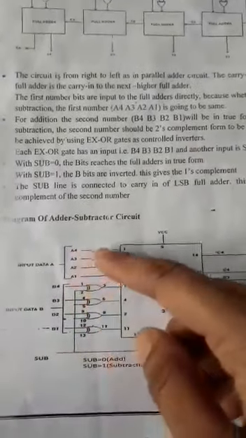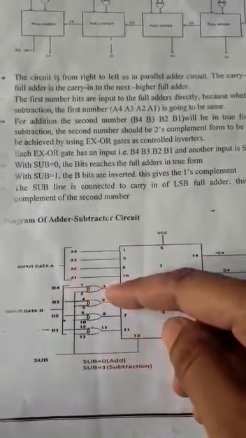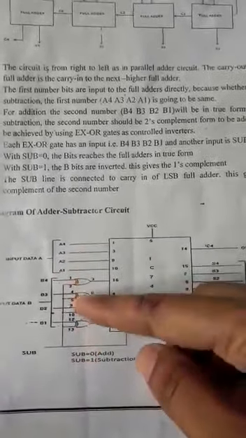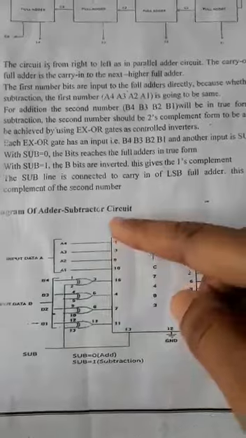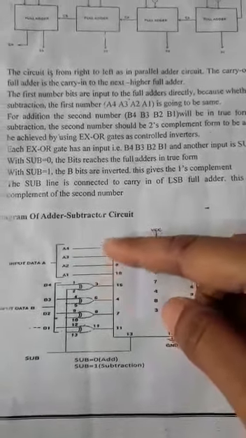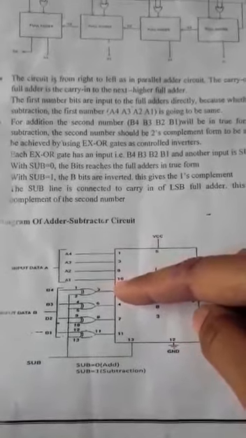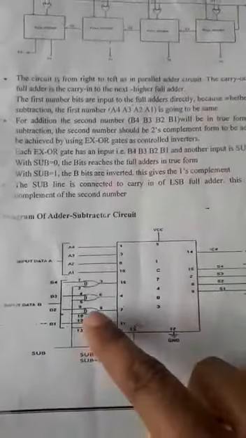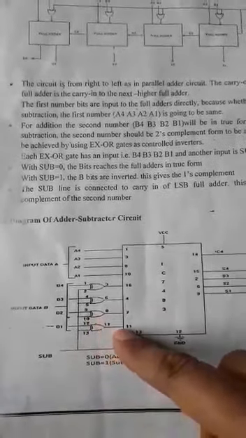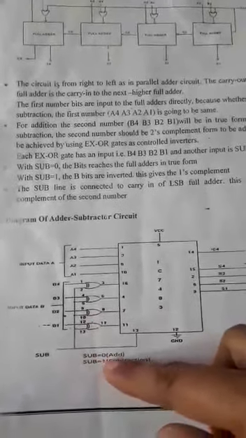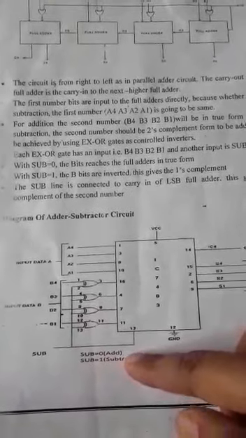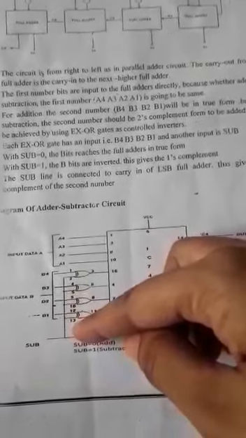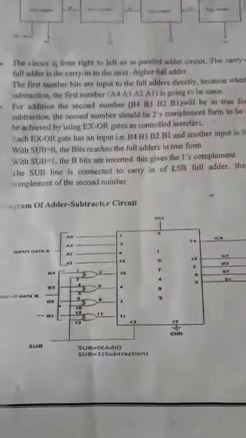A4, A3, A2 and A1 are considered as the input data A, and the input data B is B4, B3, B2 and B1. A4, A3, A2, A1 will be in the same form in both addition as well as subtraction. Here we consider the addition operation, so SUB will be 0 and the addition operation is performed. At that time B4, B3, B2 and B1, the second number, will be in the same form. There is no change at all.